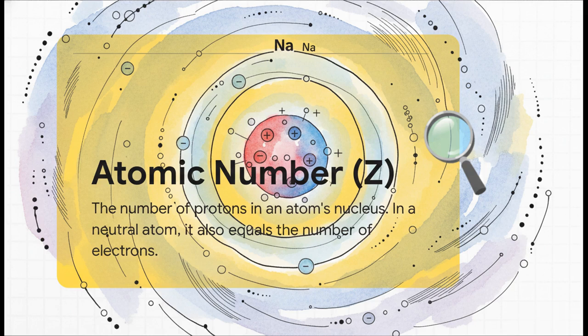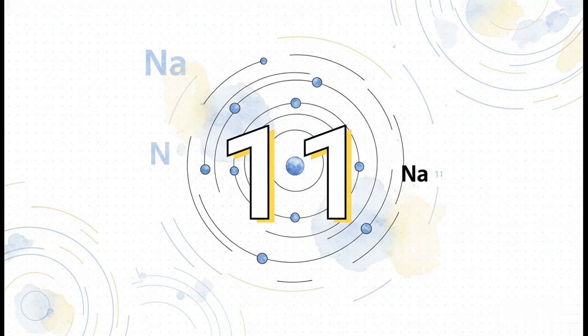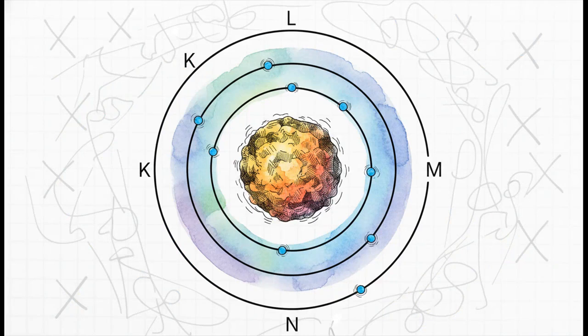And here's the best part. If the atom is neutral, the number of protons is exactly equal to the number of electrons. Simple, right? Now take a look. Sodium's atomic number is 11. This means, quite simply, that we have a total of 11 electrons that we need to arrange into their proper shells. So, game on.